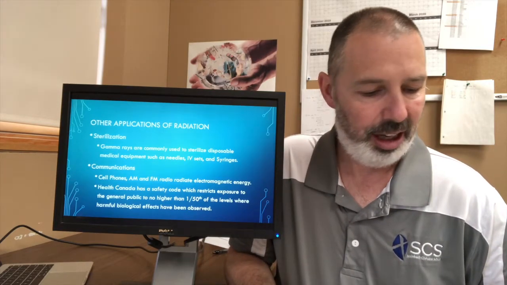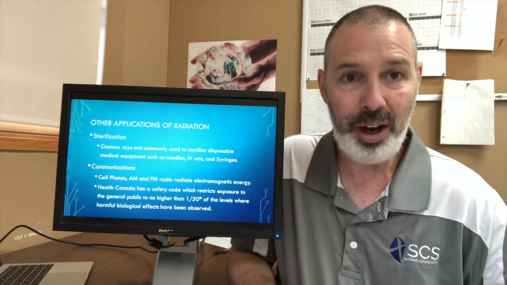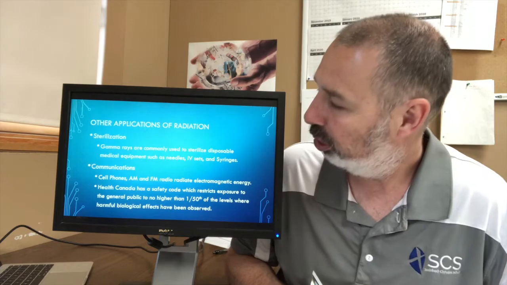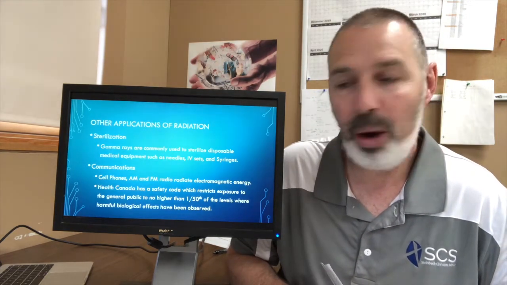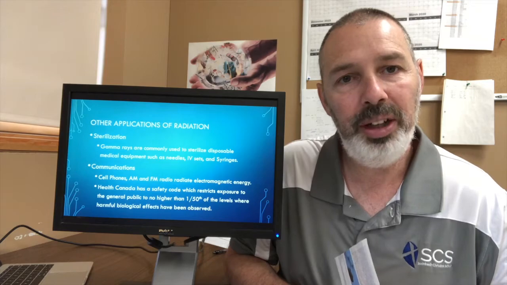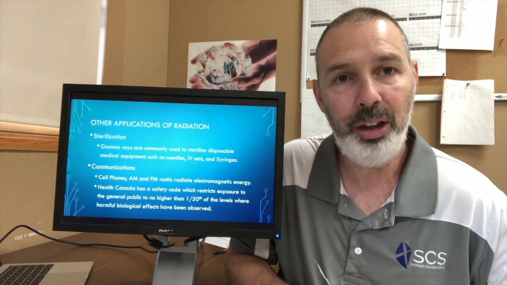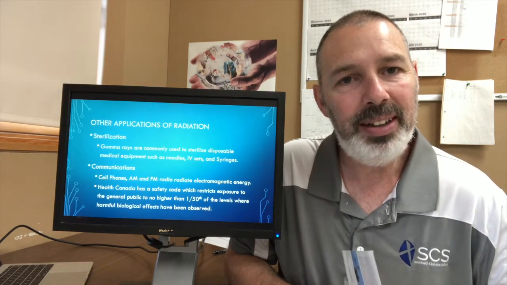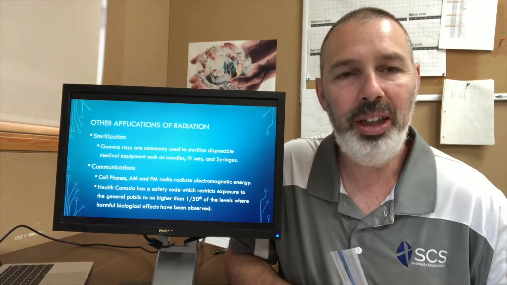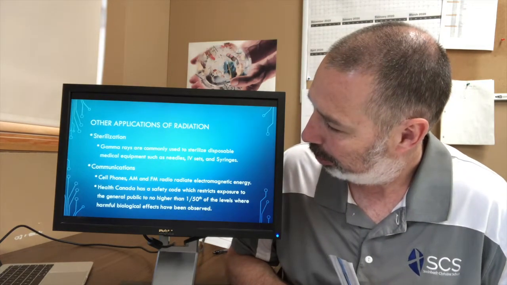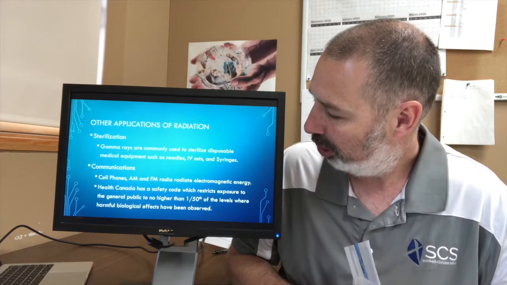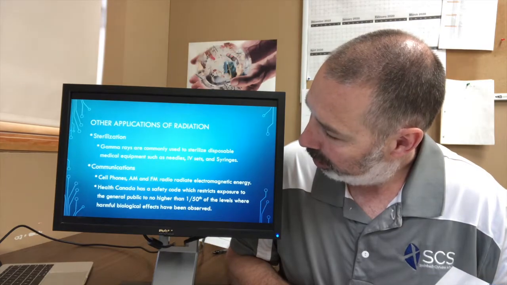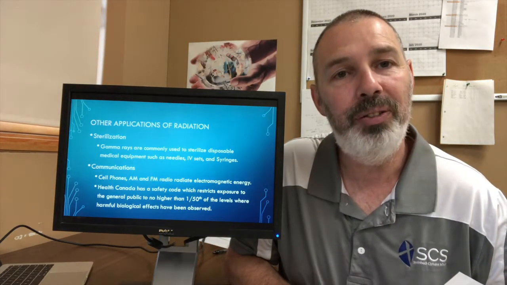A second application, and there's actually many, there's 4 or 5 that are mentioned in the booklet, but a second important one is communications. Cell towers, AM/FM radio towers, and a few other towers like that radiate electromagnetic energy, right? And we saw them on our electromagnetic spectrum. We talked about that. And Health Canada regulates how much electromagnetic energy can be absorbed by the general public. It's no higher than 1/50th of the levels where you would see a biological effect.